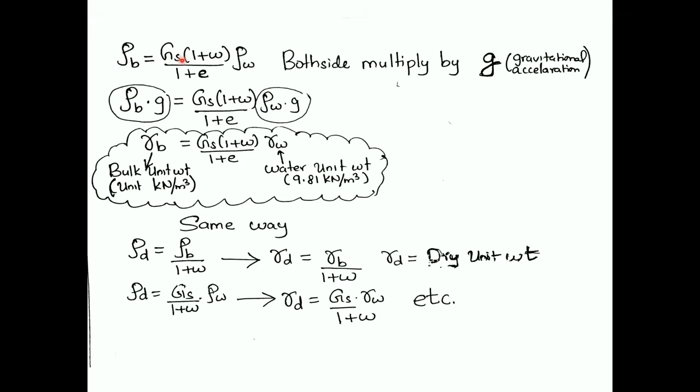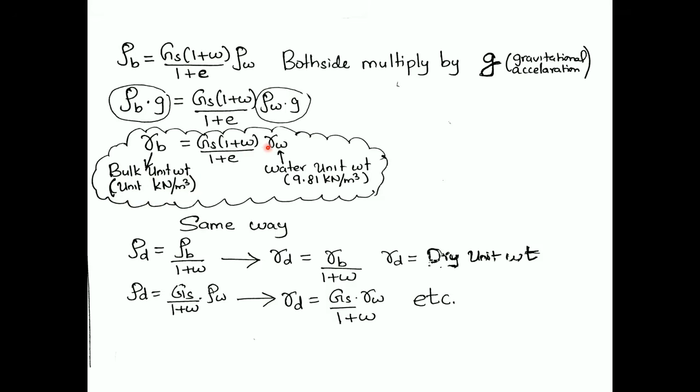Rho b is equal to Gs into 1 plus w into rho w over 1 plus e. Both sides are multiplied by g, gravitational acceleration. This is called gamma b, because gamma is equal to rho g. This is gamma b and this is gamma w. Therefore this equation changes to gamma b is equal to Gs into 1 plus w into gamma w over 1 plus e. This is the bulk unit weight, generally in kilonewton per meter cube.